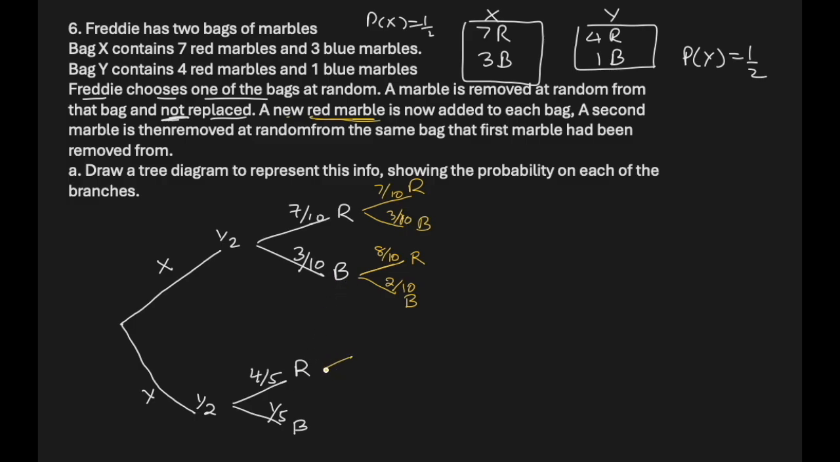Let's do it here. Same thing. Red and blue, because it was red already and red was replenished, so it will remain 4 out of 5 here and 1 out of 5 here. Here blue was removed. There was only one blue and that is removed. That means we have 0 probability for blue now, but here we have 100% chance that we'll get a red ball. This is the tree diagram for the given situation.